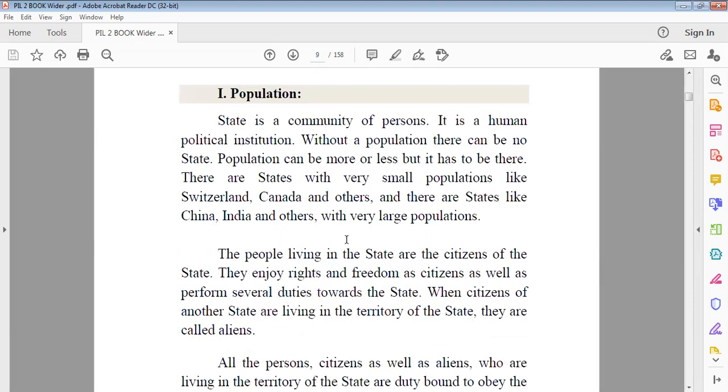So let's start with the population as the first element and first pillar of the state. So what is the population? The state is a community of persons. It is a human political institution. Without a population, there can be no state.